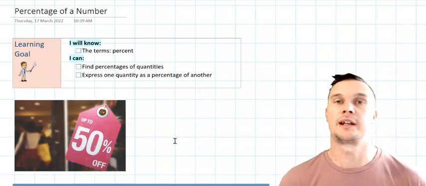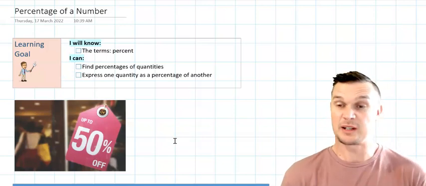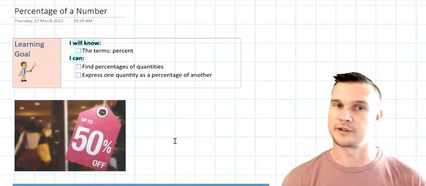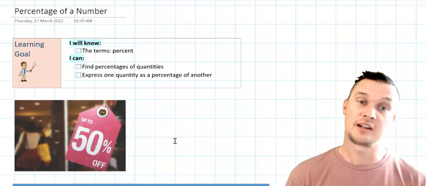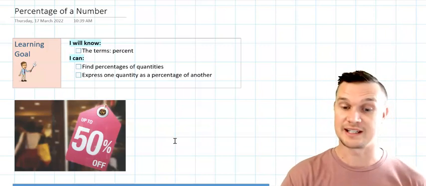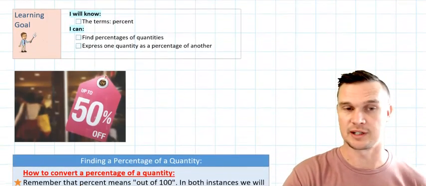In this video, we're going to be looking at percentage of a number. It's something that we actually see a lot in our real life examples, but hopefully by the end of this lesson, you know what the term percent means, and you can also find percentages of quantities and express one quantity as a percentage of another.